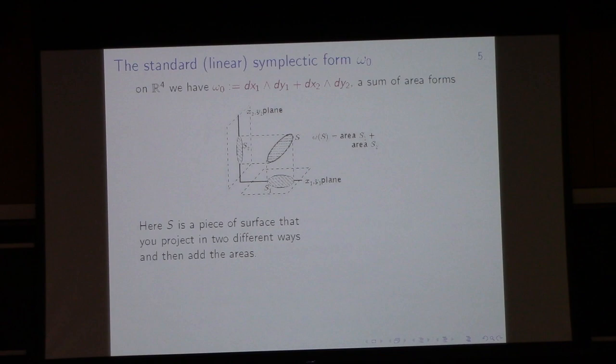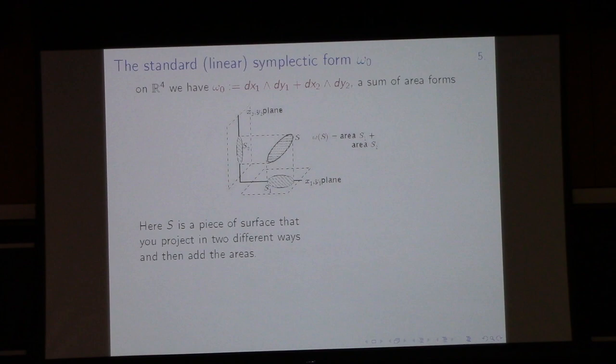So the symplectic form in four dimensions is a sum of, you've got omega 0, which is a sum of dx1 wedge dy1 plus dx2 wedge dy2, so it's a sum of area forms. And what you think of is you have a little bit of surface in four dimensions, and you can project it onto the x1, y1 plane and get its area, and you add to it the area you get projecting on the x2, y2 plane. So that's the measurement you make.